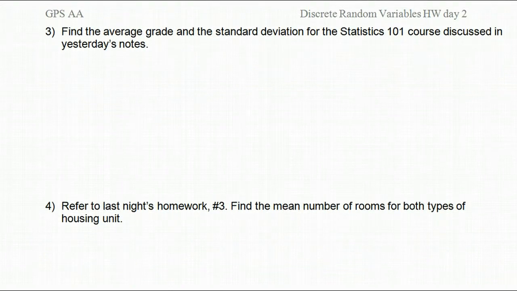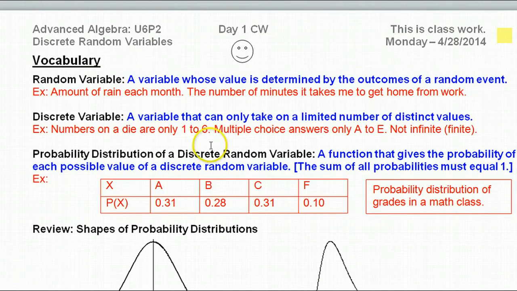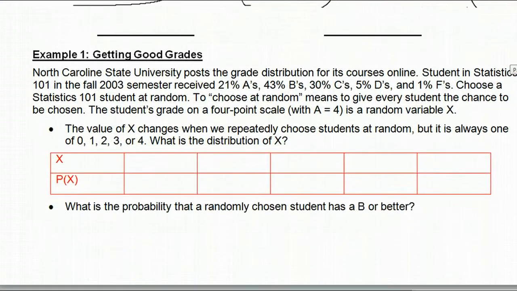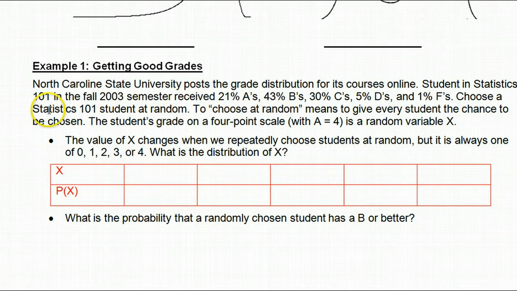Number 3. Find the average grade and the standard deviation for the Statistics 101 course discussed in... What in the world is up with this homework referring back to other stuff that's not on the paper? Statistics 101, what? Alright, this was yesterday's notes that the problem is referring to. And so example 1, see Statistics 101, this is the problem that they're referring to.